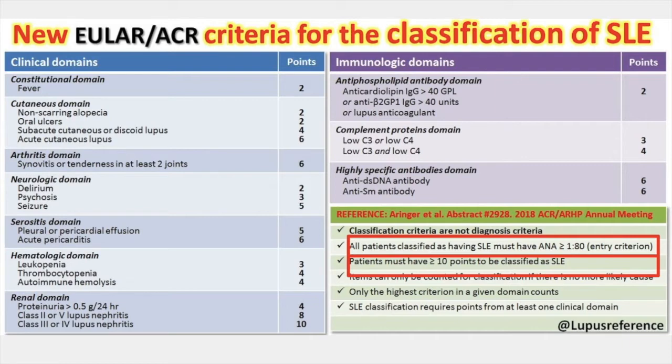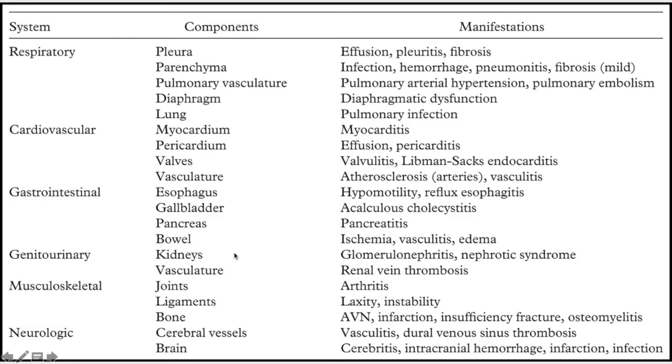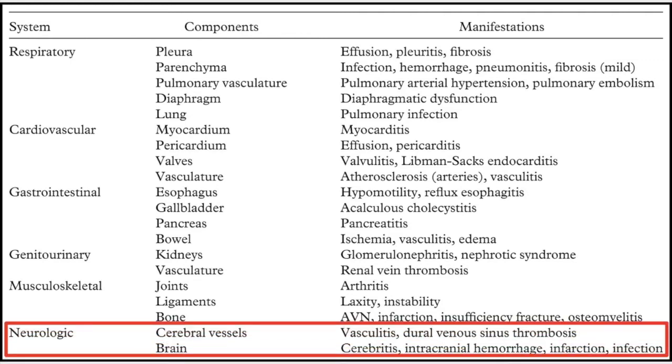The points must be contributed from at least one of the clinical domains listed in this table. However, there is no universally accepted diagnostic imaging criteria for SLE at the moment. From this table, you can know the systemic involvement of SLE, which involves the lungs, the heart, the GI, genitourinary, MSK, as well as neurology. For the purpose of this presentation, I will focus more on the neurology manifestation of SLE.